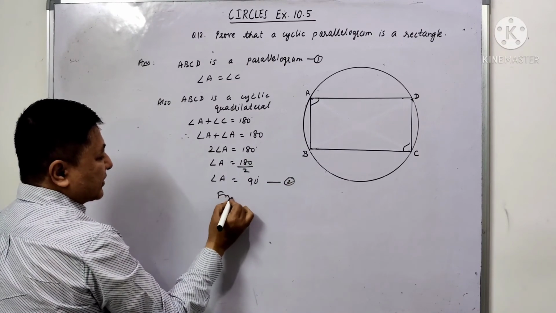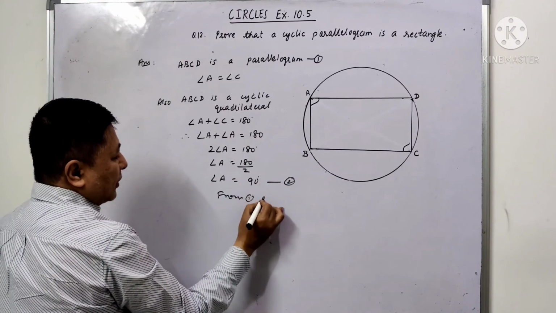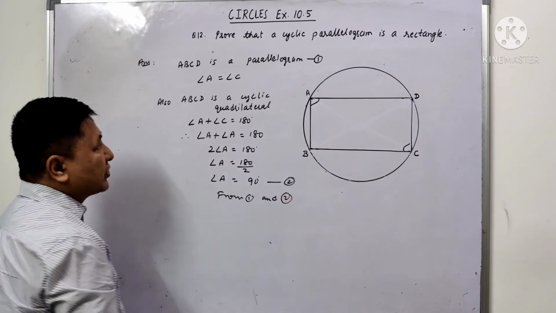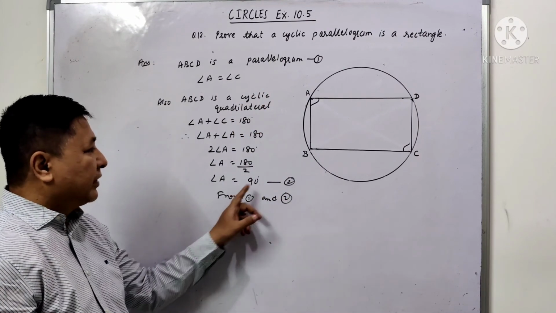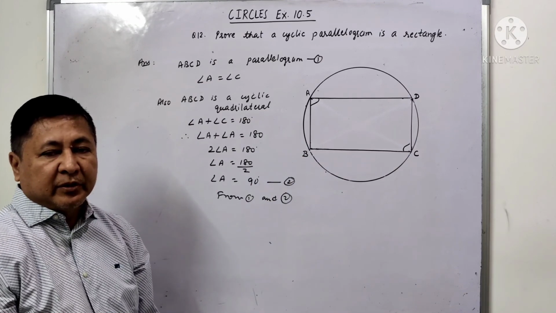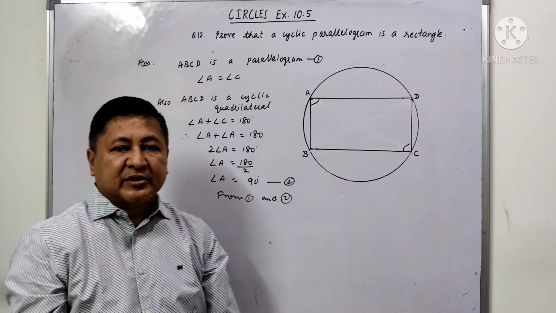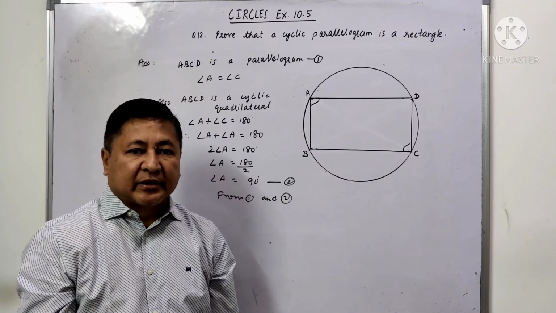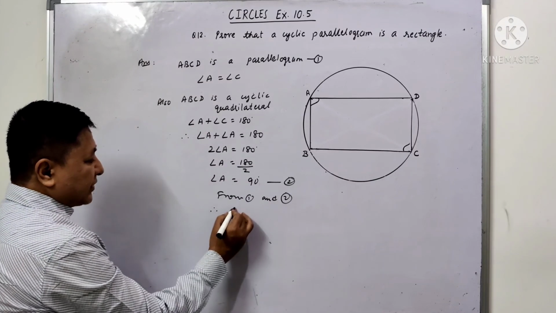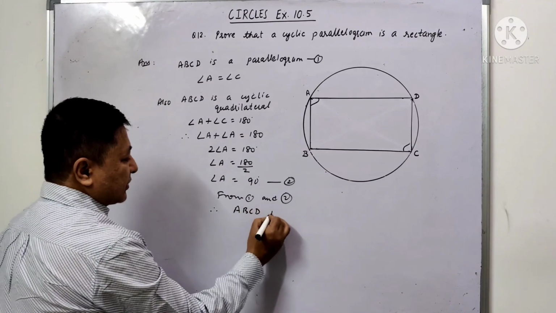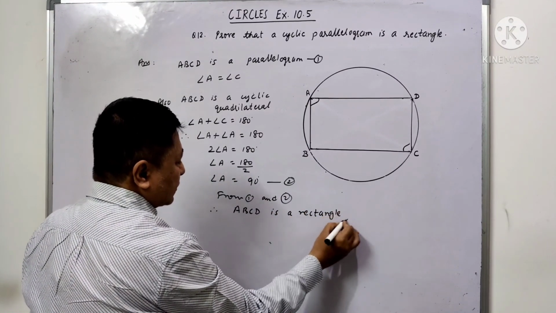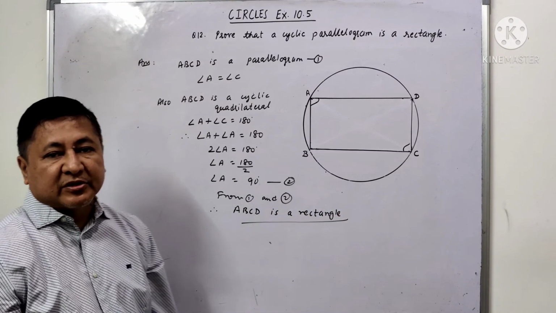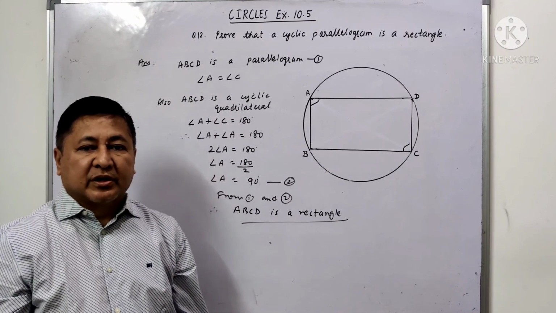Now from first and second, in the first equation it is given that ABCD is a parallelogram and here we have proved one angle equal to 90 degrees. So a parallelogram whose one angle is 90 degrees is a rectangle. Therefore we can say that ABCD is a rectangle. So a parallelogram with one of its angles equal to 90 degrees is a rectangle.